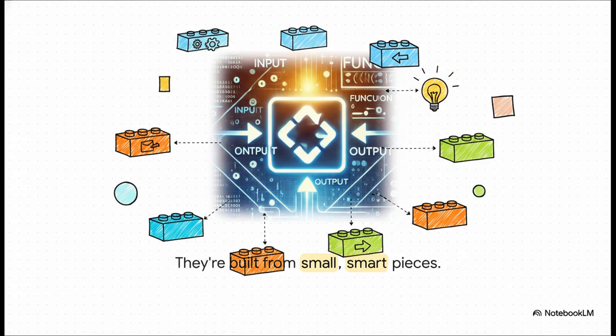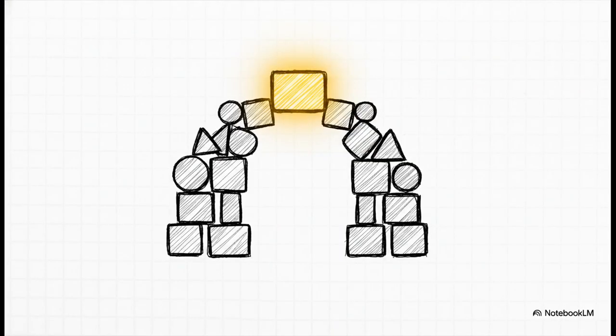See, the secret is they don't build one giant monolithic thing. Instead, they build software out of small, intelligent, and reusable pieces. You can almost think of them like superpowered Lego bricks, where each little brick has a very specific job to do. And the most crucial, the most fundamental, the most important building block of them all is something called a function.